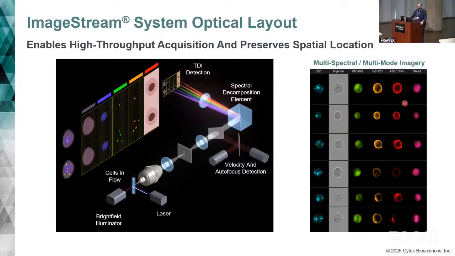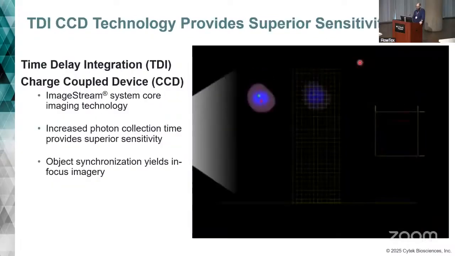This is what a surface stain looks like. This is what a nuclear stain looks like. And this is NF kappa B in this case, where it's kind of cytoplasmic in this particular example. Right, but that is the thing, is it preserves that spatial location so that you know where it's coming from.